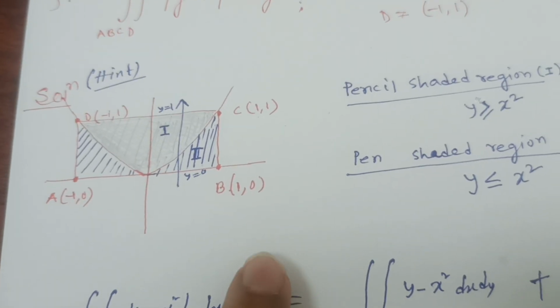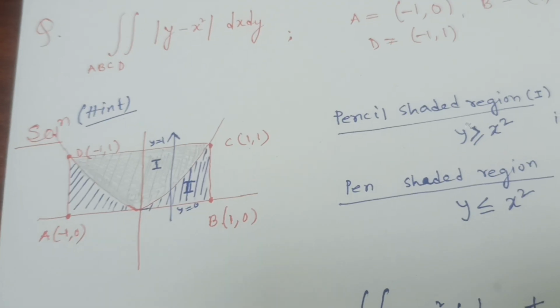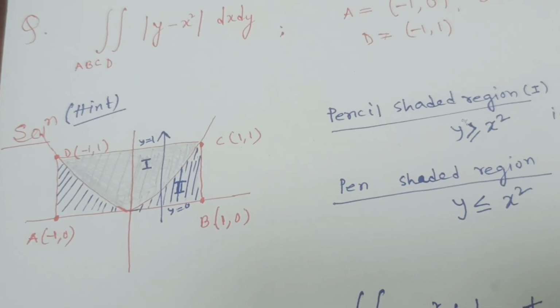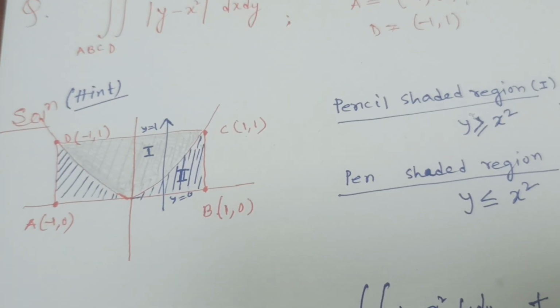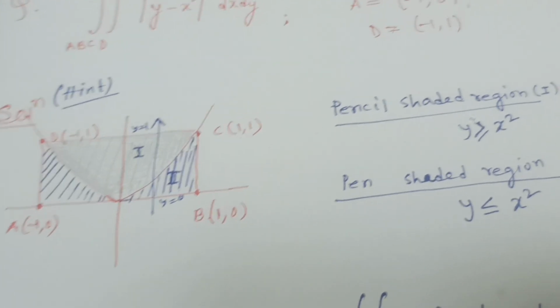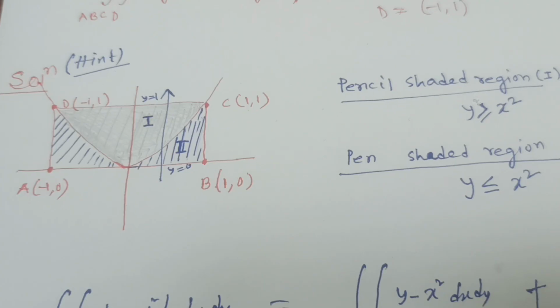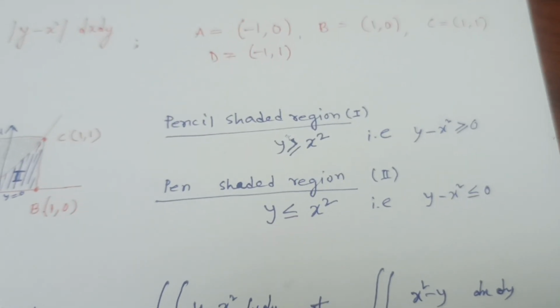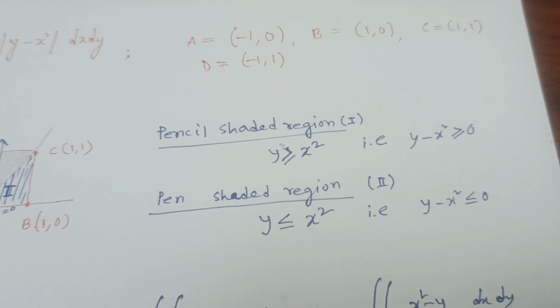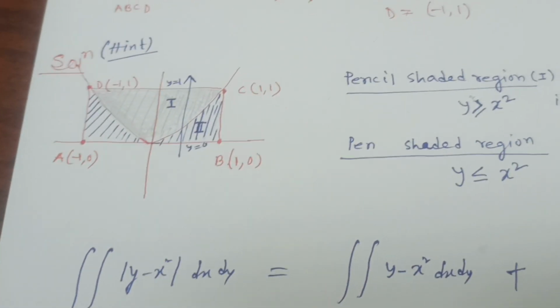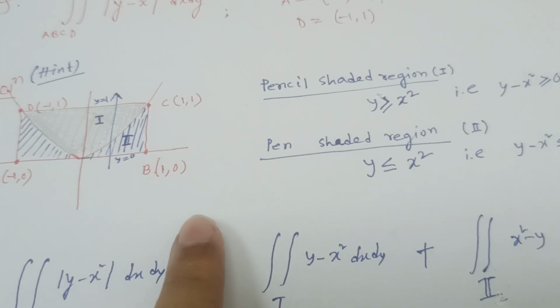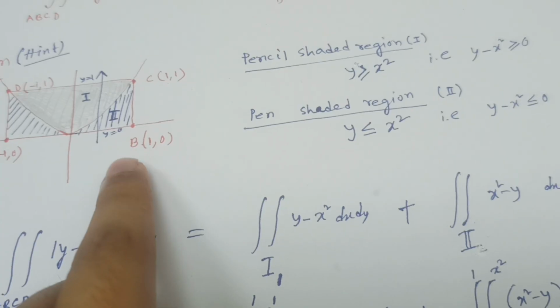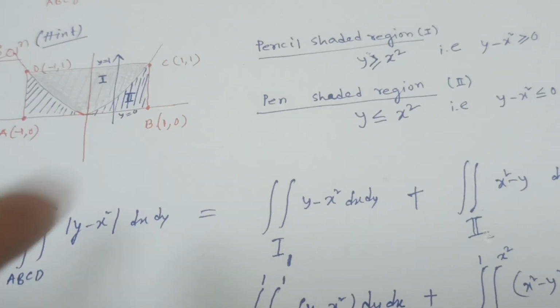Now I divide this region, this rectangle, into two parts, the first one I1 and the second one I2. The first part I1 is the region which I have shaded using pencil, the region where y is greater than x square, that is y minus x square is greater than 0. And the second region is I2, where y minus x square is less than 0, the region which I have shaded with pen.